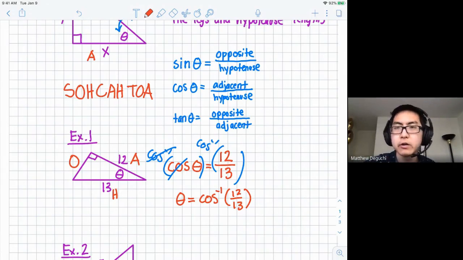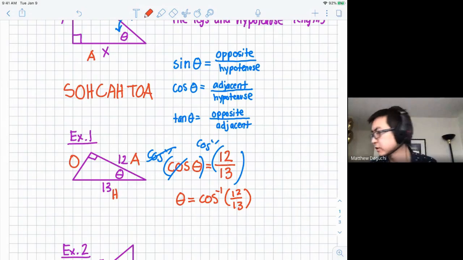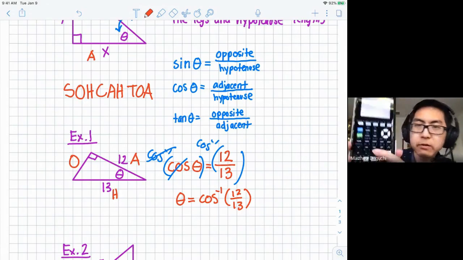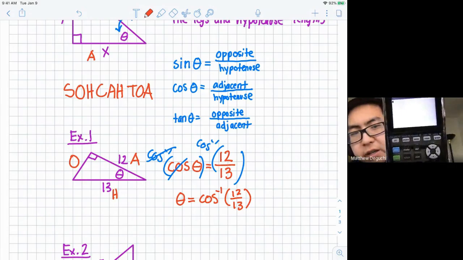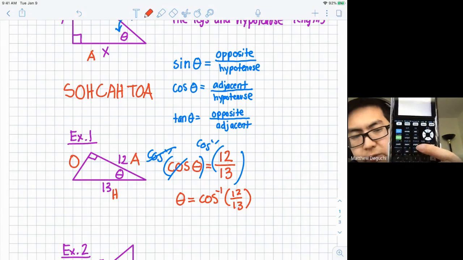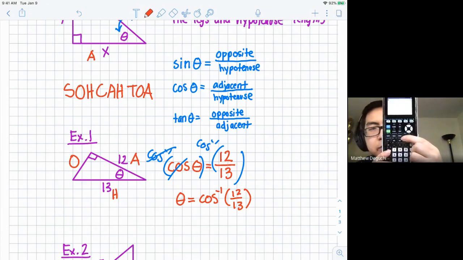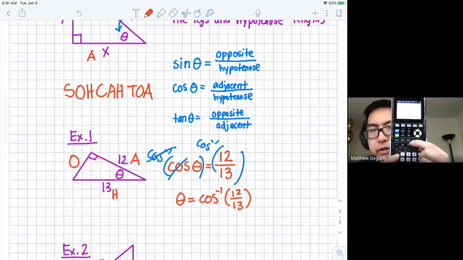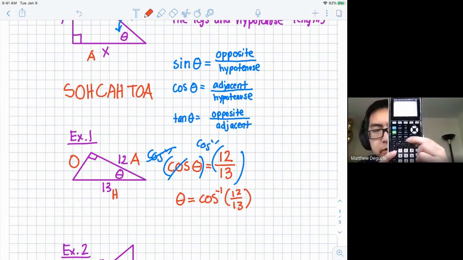Now on your calculator, how should I go about this? Well, I have a graphing calculator. Some of you have a normal calculator, so I'll just look at my screen. Does everyone see this cosine? Do you see in the background, it says cosine to the -1. That's what you have to use in order to calculate cosine inverse. Cosine to the -1 is pronounced cosine inverse.